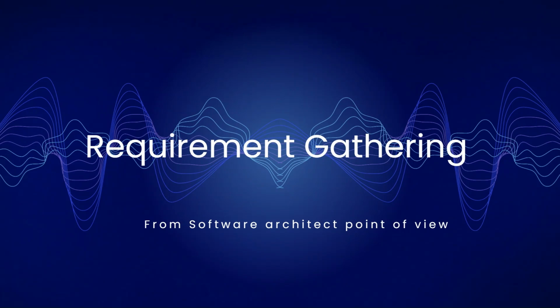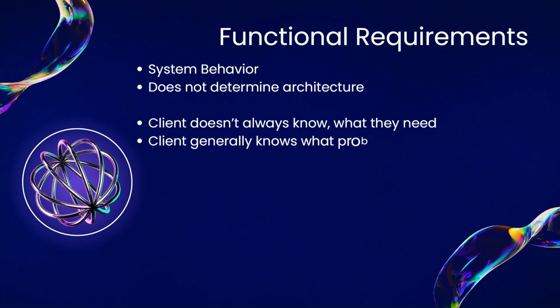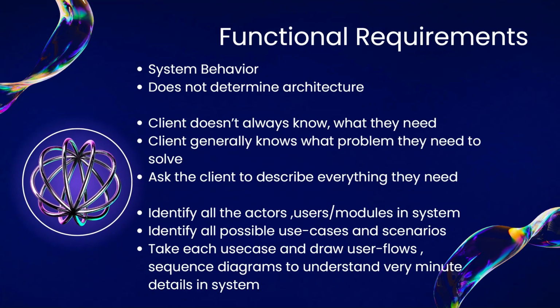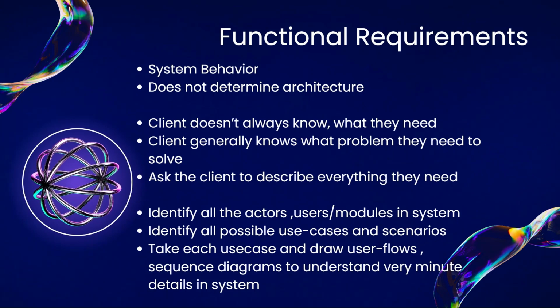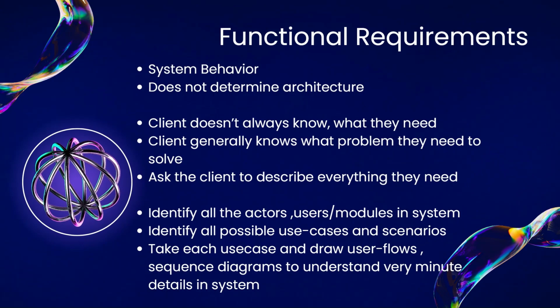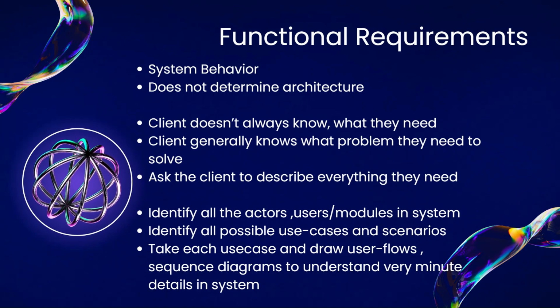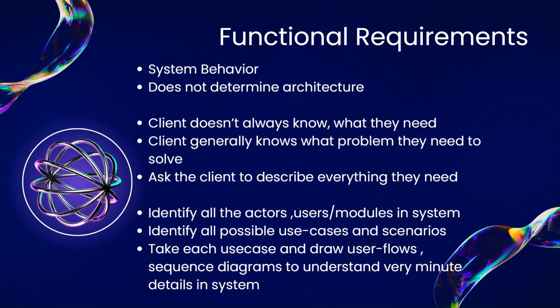During this phase, we collect three types of requirements: functional, quality attributes, and the system constraints. Functional requirements. It is actually a system behavior, how systems should work, but it does not determine the architectural drivers for the system. Client generally knows what problem or the issues they are facing in the real world, but is not aware of how to solve them or the solutions applicable to it.